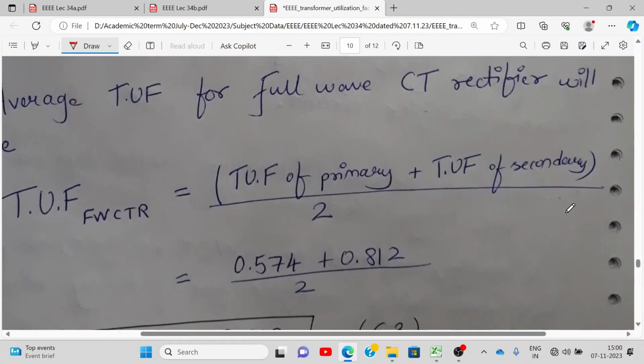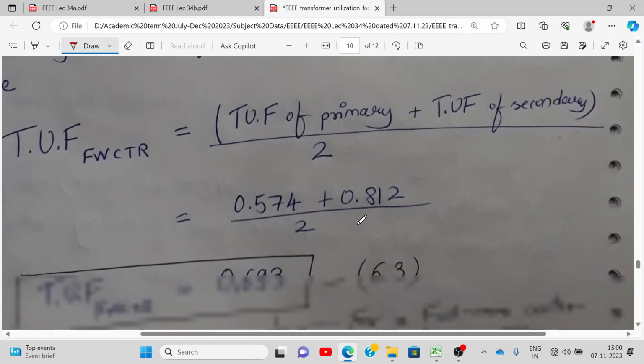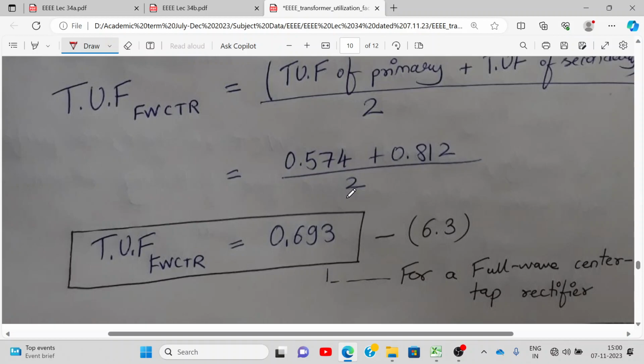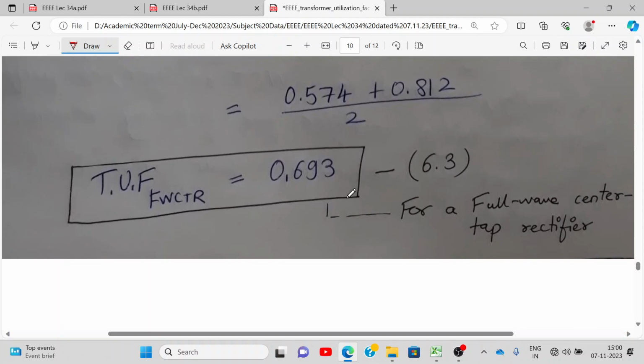So the average TUF for a full wave center tap rectifier will be TUF of the primary plus TUF of the secondary divided by 2. That is 0.812 plus 0.574 divided by 2. That will be 0.693. So 69.3% your transformer is efficient in case of a full wave center tap rectifier. Okay, so write down this final answer. Why do we consider both the cases? Because the primary current is full and the secondary is divided into two parts. That's why we take the average of both.